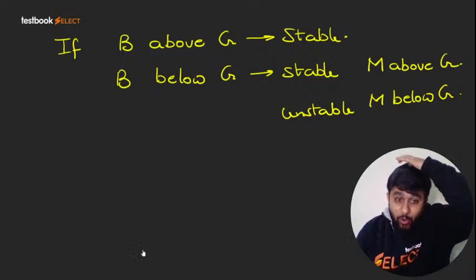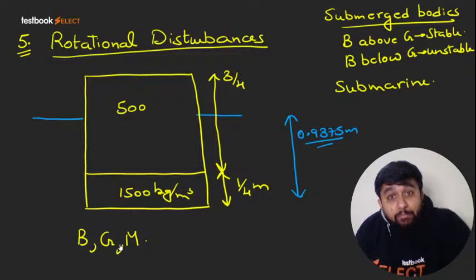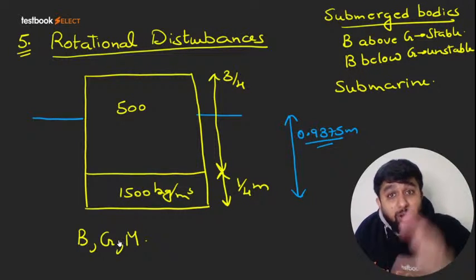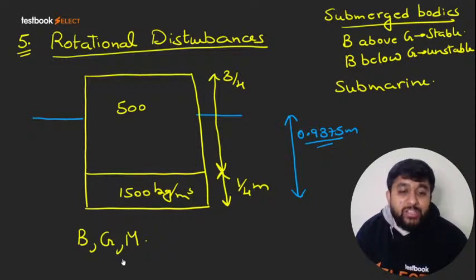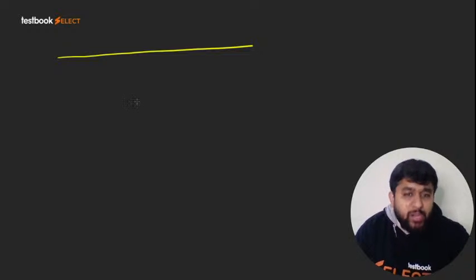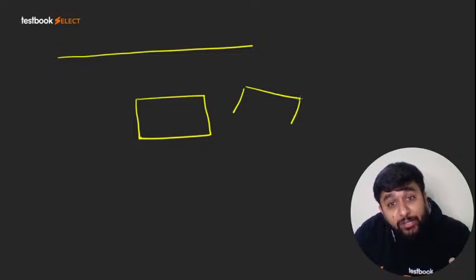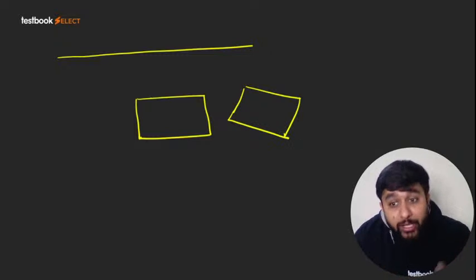Why? Look, in submerged bodies it is very clear. If B is above G or B is below G, it will be stable or unstable. What is the reason for that? The reason is that when we are talking of a submerged body, like a submarine or anything, even if the body gets tilted a little, the shape of the body is the same.